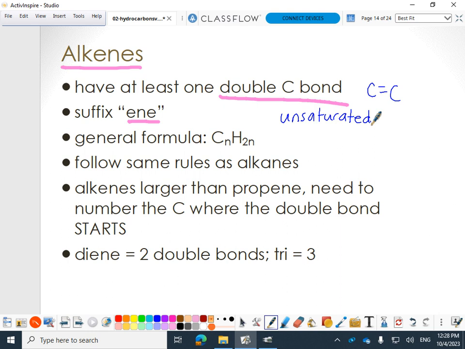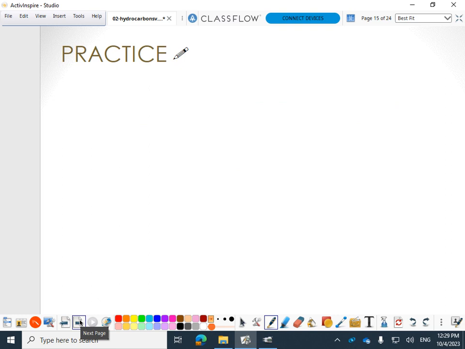So when you use the model kits, the longer, skinnier, more flexible bonds were used to represent multiple bonds because those are more flexible, less strong, easier to break. Okay, so like I said, we can get right into the practice.